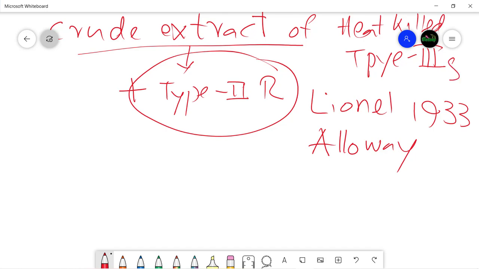However, there was no satisfactory answer as to what is causing the transformation.